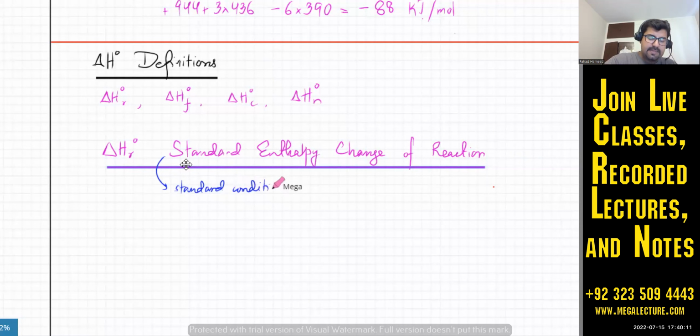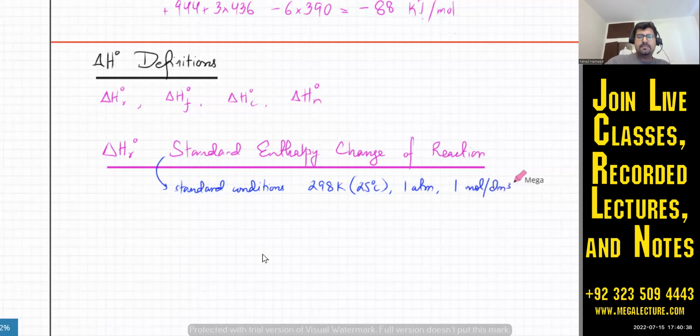Firstly, it means standard conditions, like whatever you're measuring is under standard conditions. What are standard conditions? 298 Kelvin, which is basically 25 centigrade, room temperature, 1 atmosphere pressure, and if it's a solution, then it's going to be 1 mole per dm cube. So that is what is meant by standard.